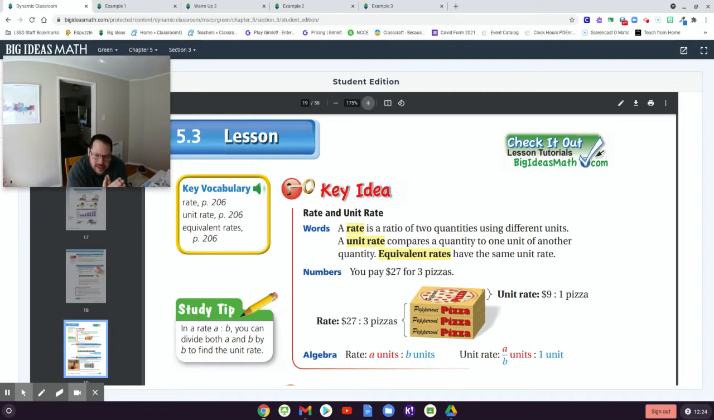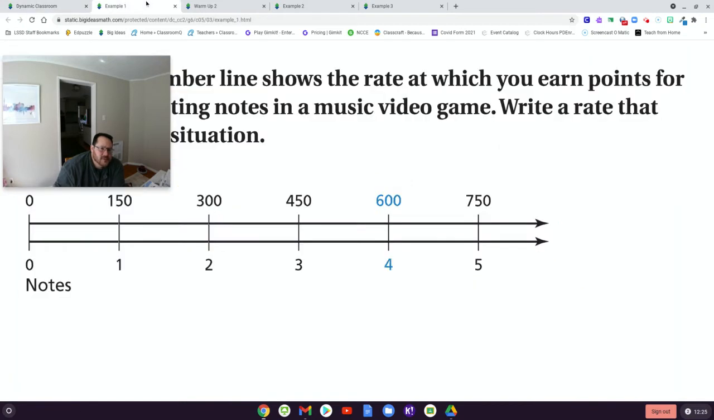And then equivalent rates have the same rate. So that's the same as equivalent ratios, basically. So for example, if you pay $27 for 3 pizzas, the unit rate is $9 for 1 pizza. So unit rate is just figuring out how much the ratio is when one of the numbers is 1. All right, so this might be a quick, nice little thing to take some notes on before we jump in to using rates. So here's our first example.